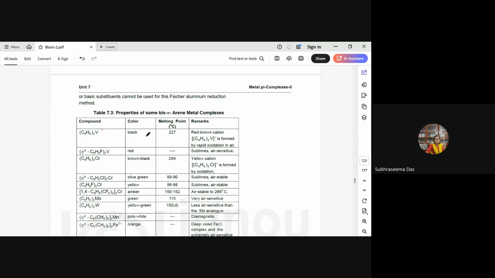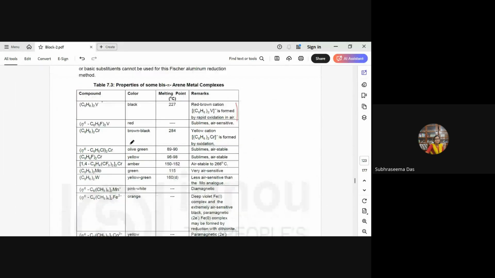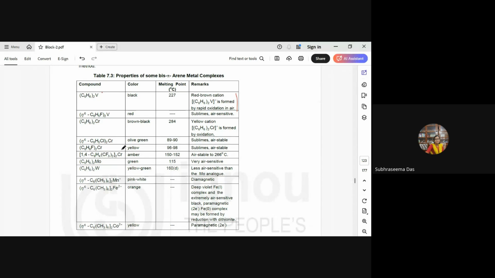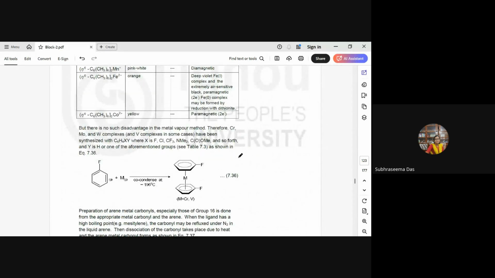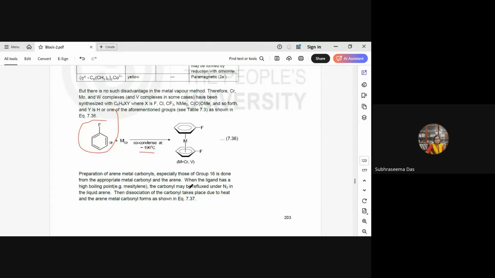For vanadium bis benzene, the color is black, and it undergoes rapid oxidation in air, and some of the other properties for the metal complexes have been shown here. But there is no such disadvantage in the preparation by the vapor phase method. Therefore, chromium, molybdenum, and tungsten have been synthesized by condensing at minus 196 degrees centigrade. Preparation of arene metal carbonyls, especially those of group 6, is done with the help of the appropriate metal carbonyl.